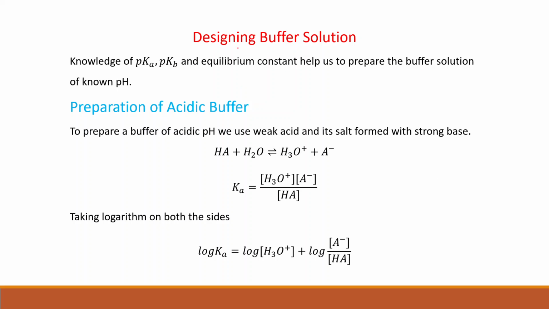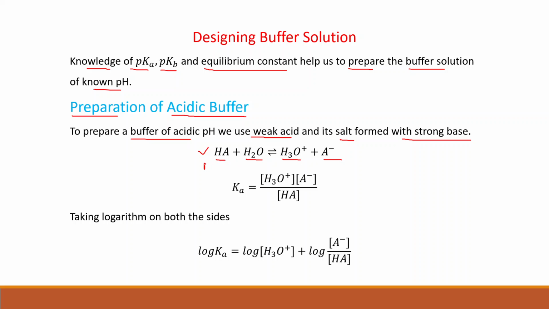Now, designing buffer solution. How can we prepare the buffer solution? Knowledge of pKa, pKb and equilibrium constant helps us to prepare the buffer solution of known pH. First of all, we will discuss preparation of acidic buffer. To prepare a buffer of acidic pH, we use weak acid and its salt formed with strong base. Now, we will consider the equilibrium of weak acid, HA. HA, when dissolved in water, will form H3O+ plus A-.